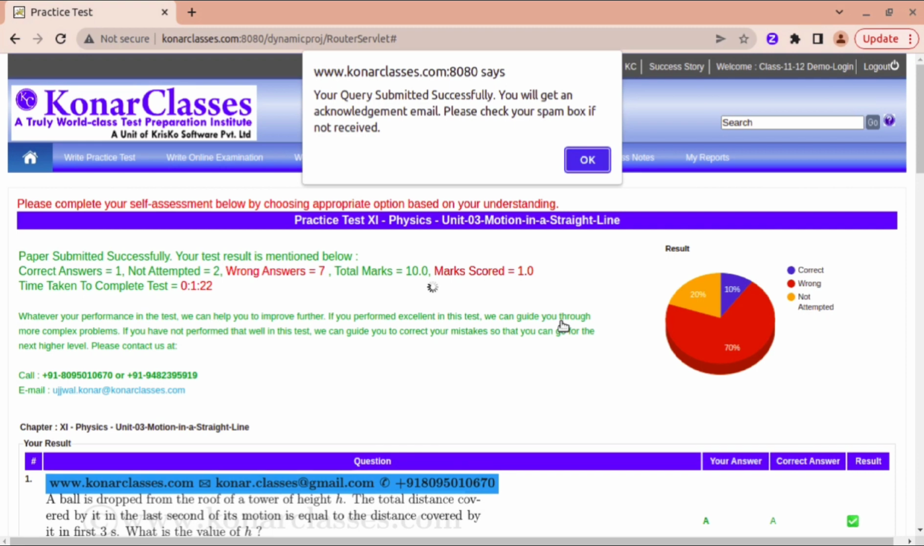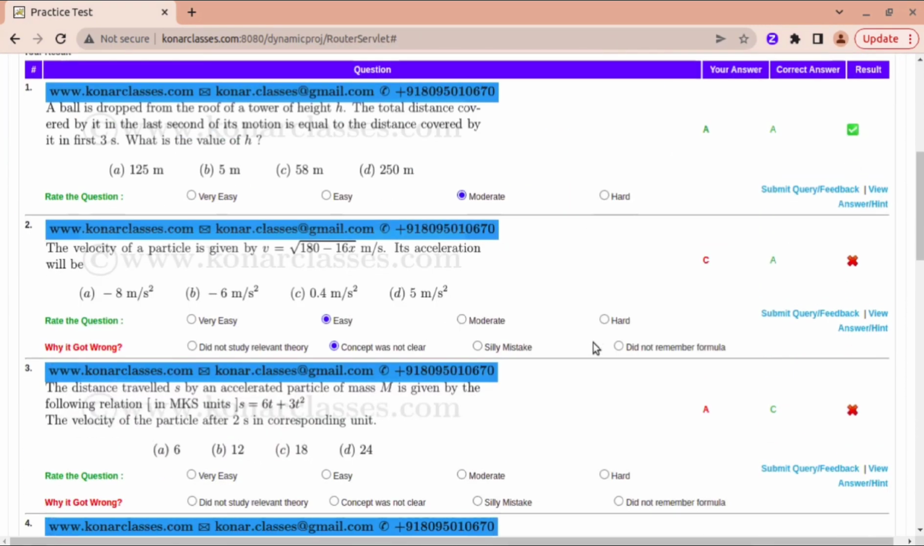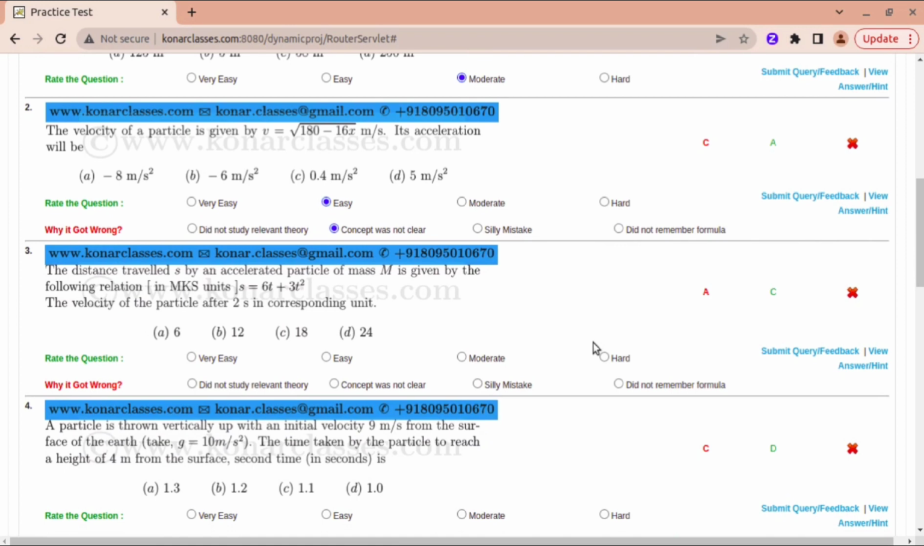We will get back to you either over email or over a phone call or over a video session, and whatever the query you are having, we will be addressing that. So that's why you see the pop-up message came here: your query submitted successfully. You will get an acknowledgement email. Please check your spam box if not received. You click OK, and similarly you perform the self-evaluation for all the other questions.